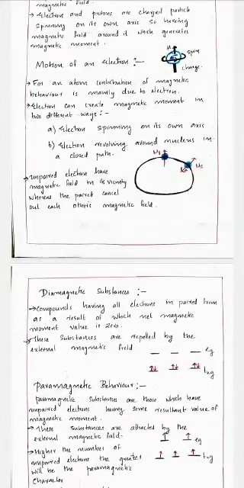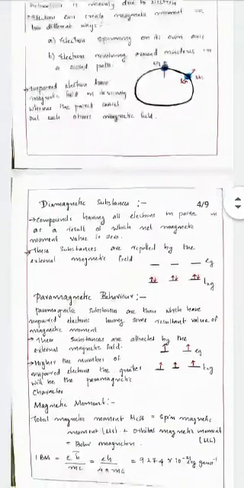What is a diamagnetic substance? Compounds having all electrons in the paired form, as a result of which the net magnetic moment value is 0, are known as diamagnetic substances, and these substances are repelled by an external magnetic field.